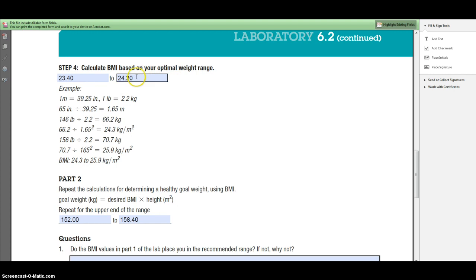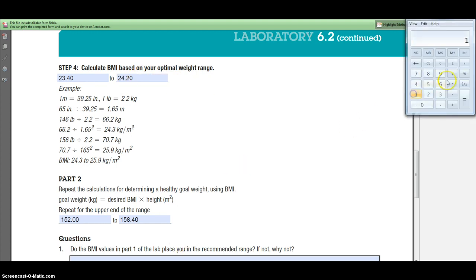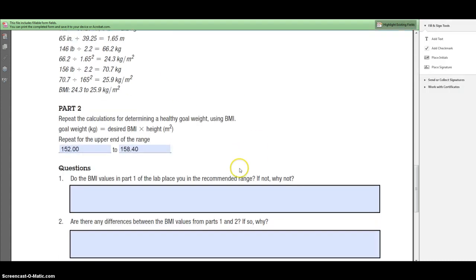I'm going to do the same thing for the upper end of my range. So I know I was 160 pounds. I need to divide that by 2.2, which converts it into kilograms. I end up with 72.7. So if I take 72.7 and divide that by my height in meters squared, which again was 3 from Lab 6.1, I end up with 24.2.